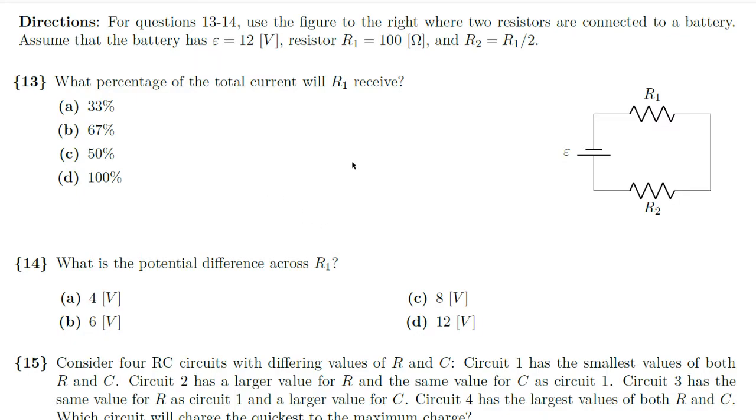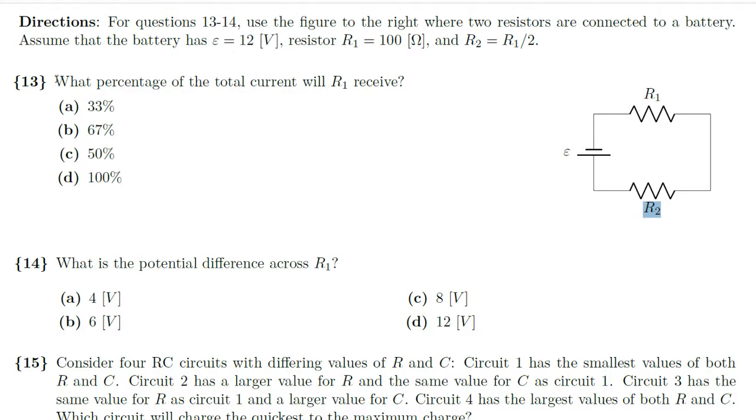Okay, so these next two questions here, 13 and 14 that we have, both pertain to this circuit right here. We know that there is a battery with a voltage of 12 volts right here. And we have two resistances where resistance 1 right here has 100 ohms and resistance 2 has that value of R1 but divided by 2. So we're just saying it has half the resistance. So half the resistance would be 50 ohms if we needed that exact value.